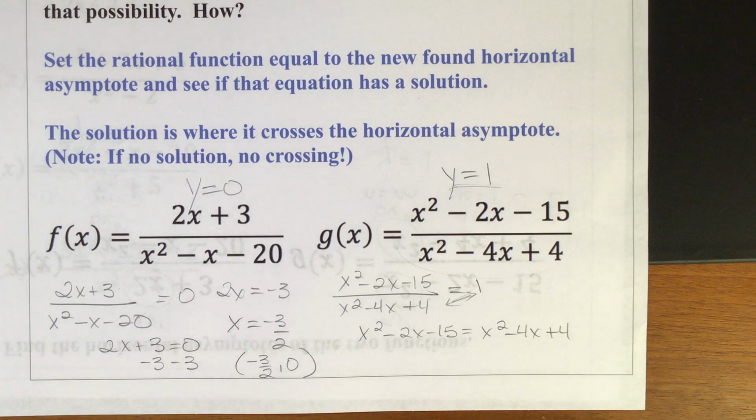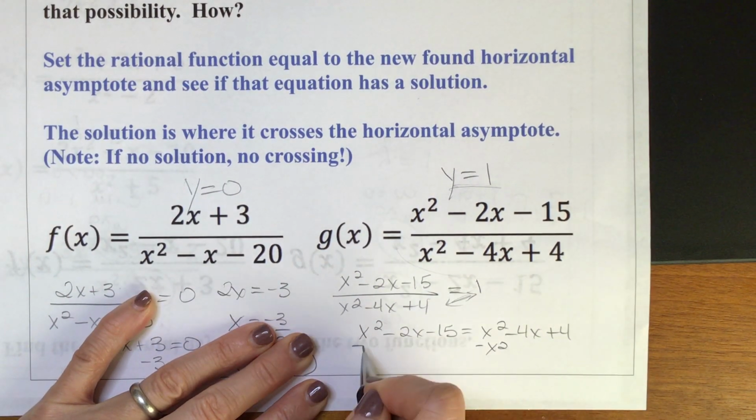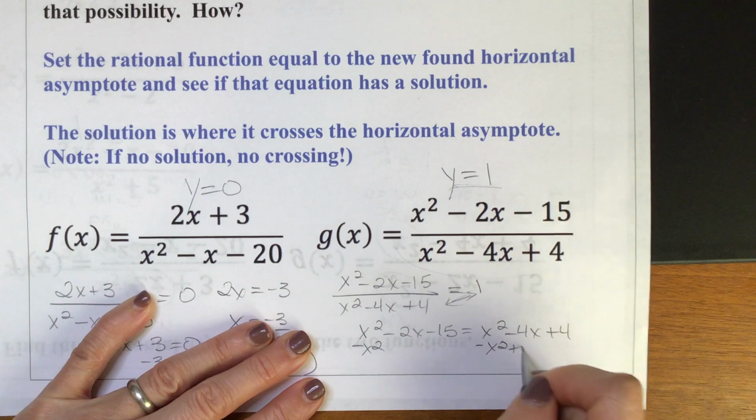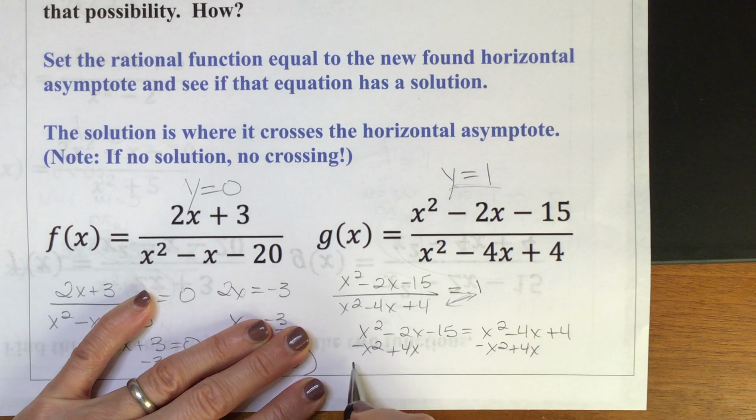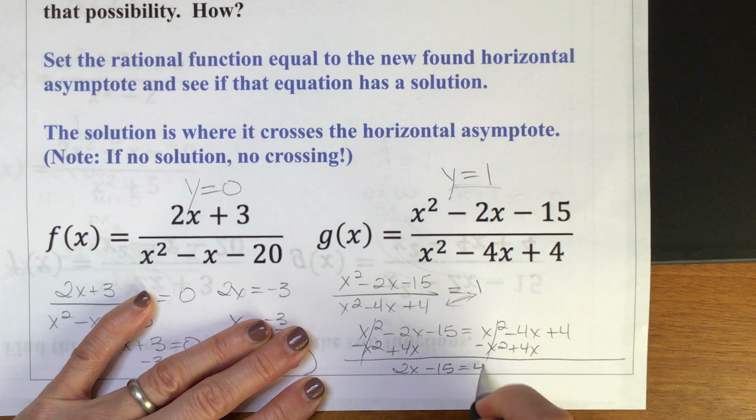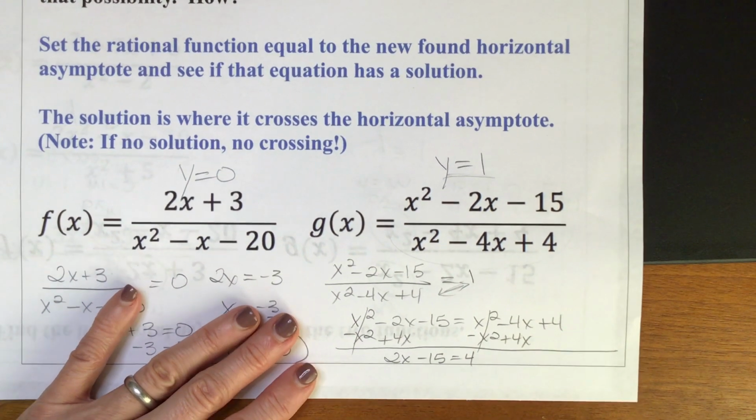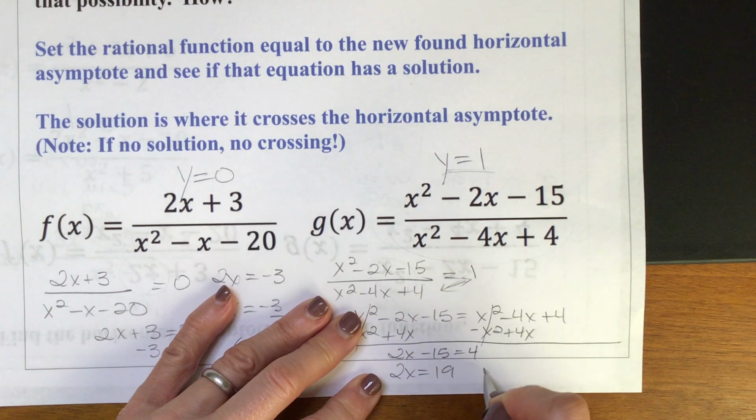And now I need to solve for x. So I'm going to get everything on one side, well, at least all my x's. So I subtract x squared. That's going to add to be 0, and I add 4x. So right now I'm going to have these cancel out, and I get 2x minus 15 equals positive 4. And now if I add 15 to both sides, I get 2x equals 19. So x equals 19 halves.